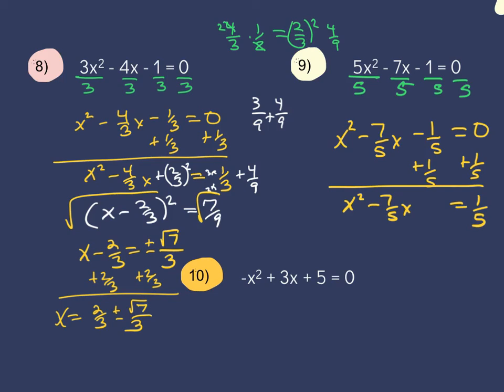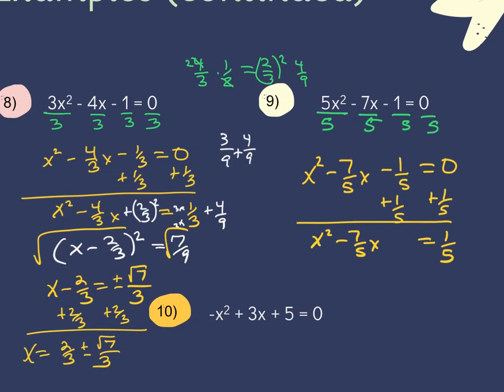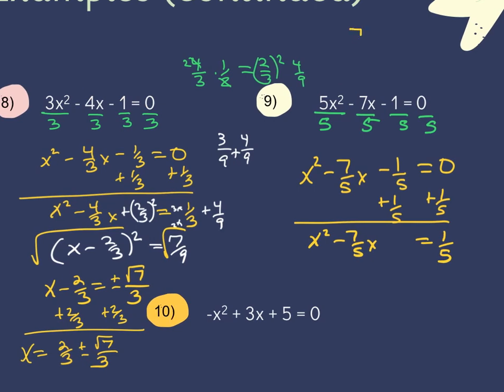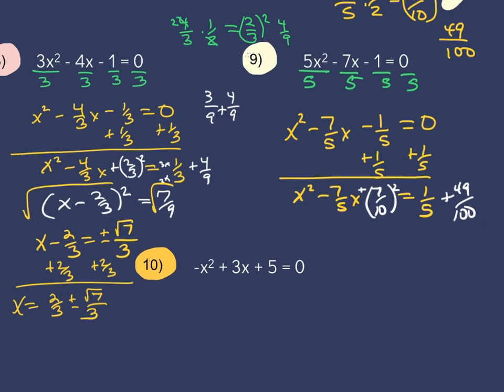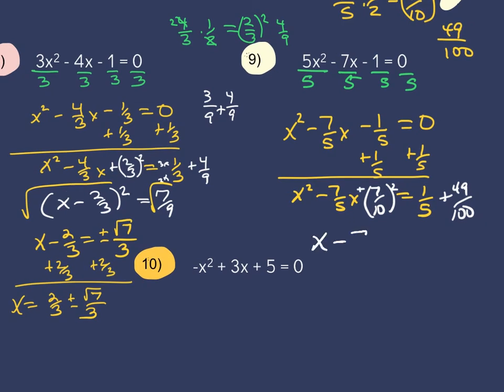Take that b term, the 7 over 5, again, divide it by 2, which is really multiply by a half, and I get 7/10. Square it, 49 over 100. So that's what I'm adding in here, 49 over 100, but here I'm going to put the 7/10 squared. Factor the trinomial, x minus 7/10 squared. Common denominator between 1/5 and 49 over 100 will be 100.